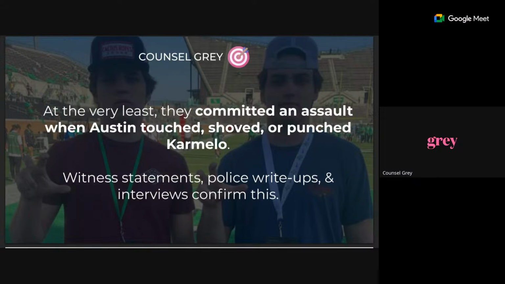And that happened the minute that Austin touched, shoved, or punched Carmelo. God forbid he kicked or anything else that the one particular witness is saying, okay? All of this is confirmed. So I think everyone is in agreement about that. What people are not in agreement about is what that meant.